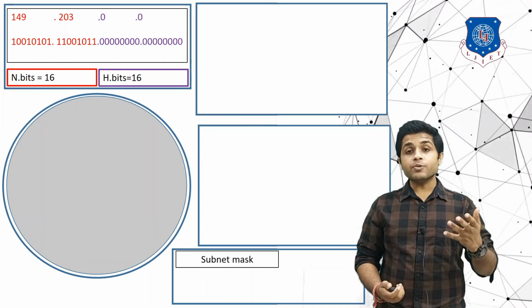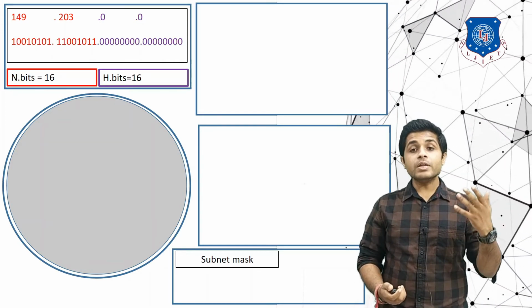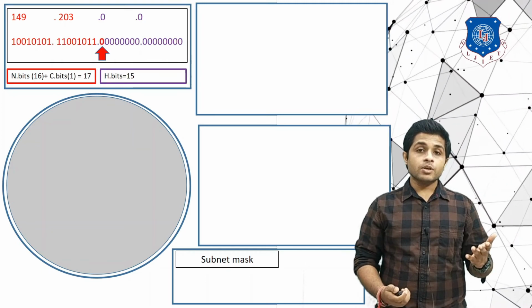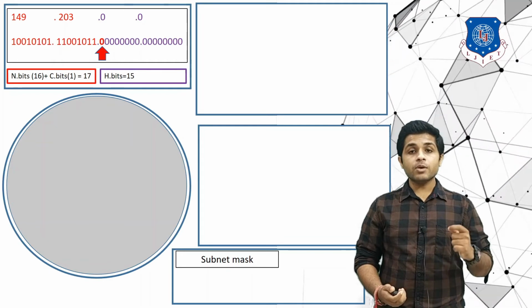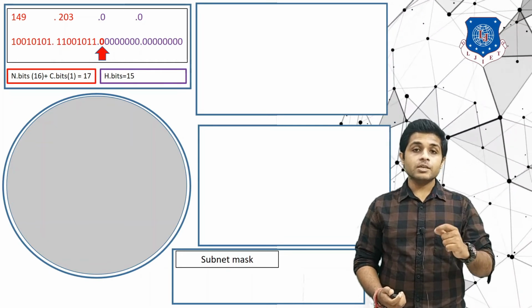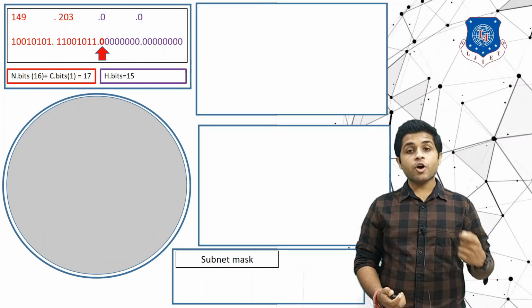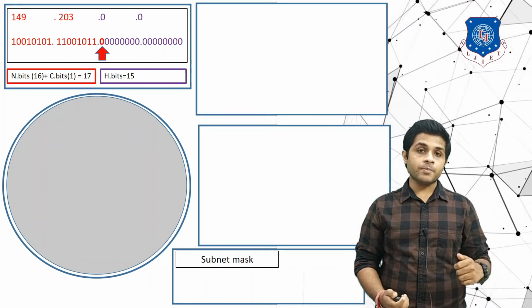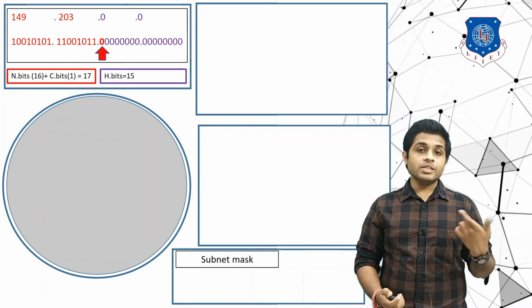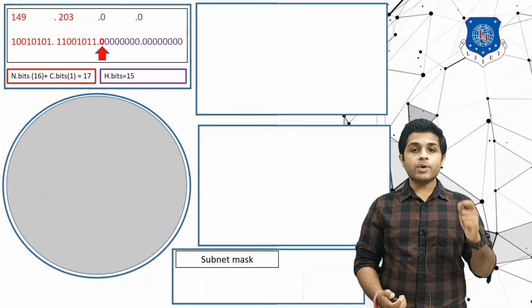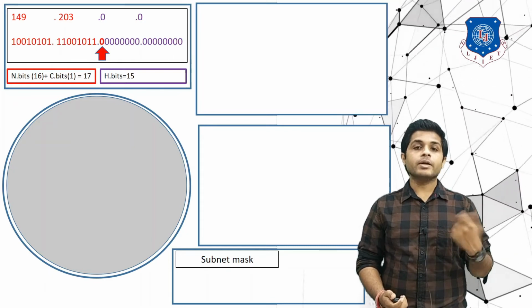To divide the network into subnets, we will convert the host bits into network bits. You can see that we have converted one host bit into a network bit. So the value of the host bits is changed from 16 to 15, and the value of the network bits is changed from 16 to 17.